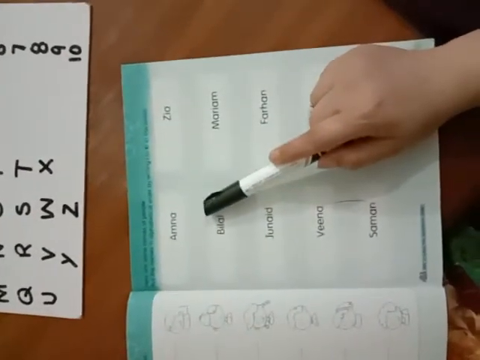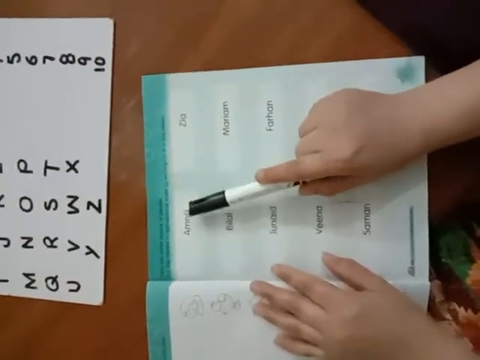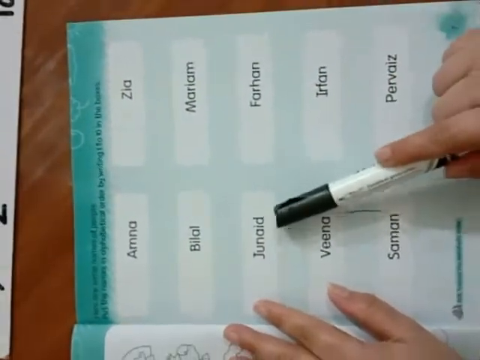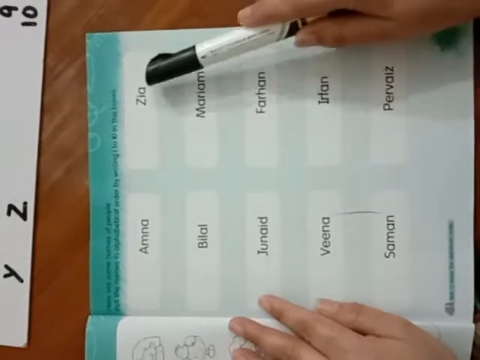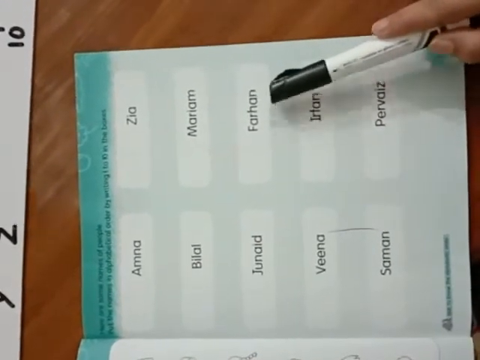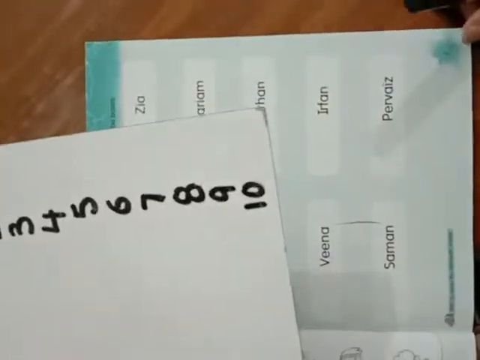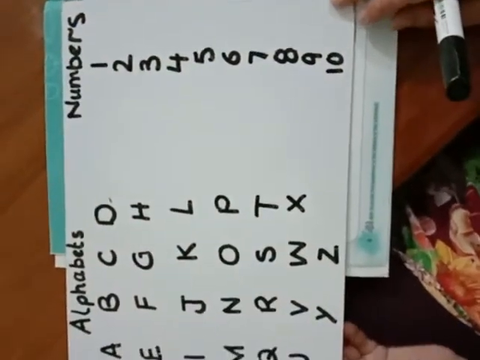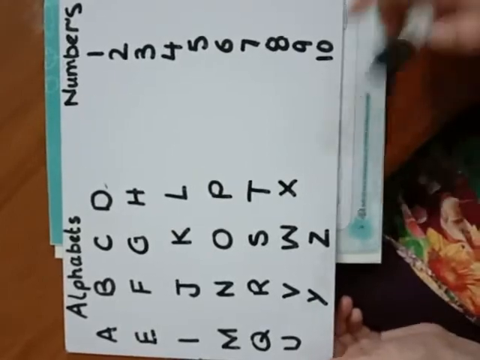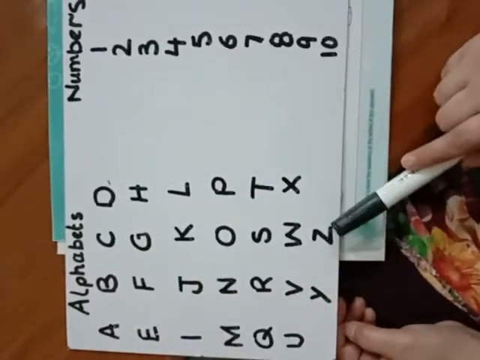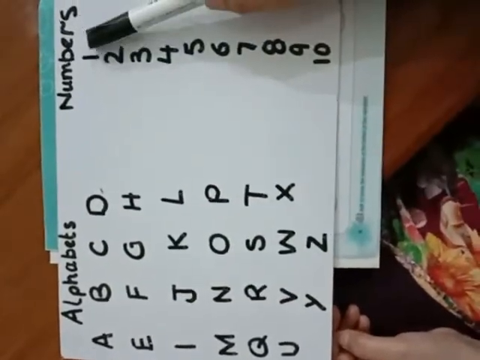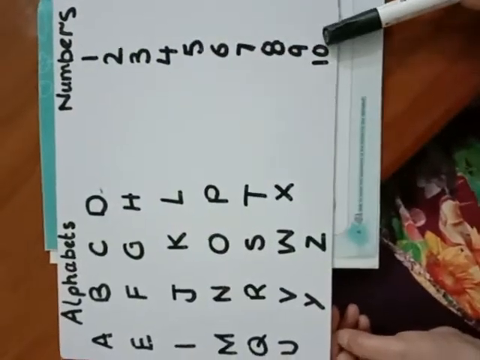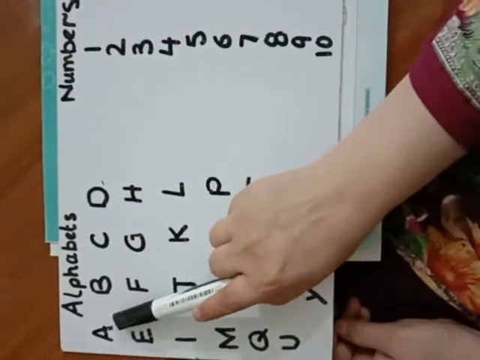Here are some names we have on this page: Amna, Bilal, Junaid, Veena, Saman, Zia, Maryam, Farhan, Irfan and Parvez. I have prepared a board for your help to make this work easy. Be attentive and careful when you are doing this work. Here are alphabets from A to Z and numbers from 1 to 10.